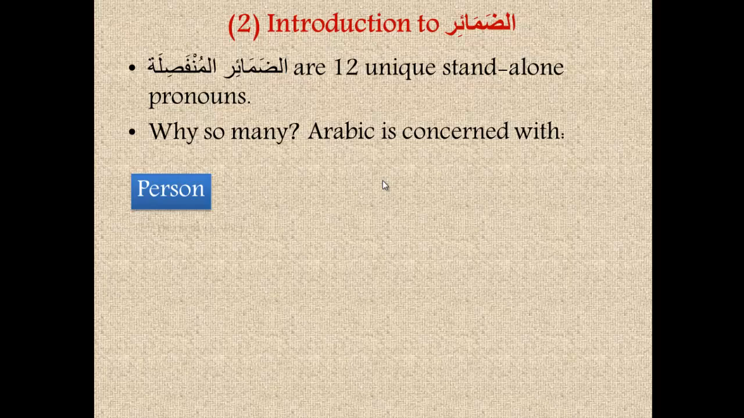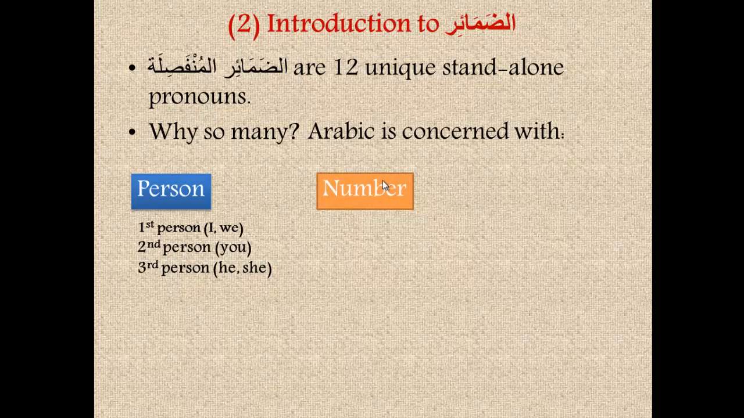So in Arabic, we can have the first person, which refers to the perspective of one who is speaking, I or we. We can have the second person, which is the perspective of the one being spoken to, the one being addressed, namely you. And we can have the third person, and that refers to the perspective of one who is absent, the one being spoken about, he or she.